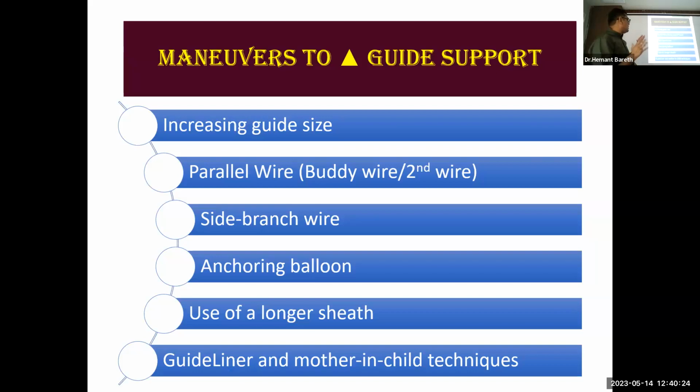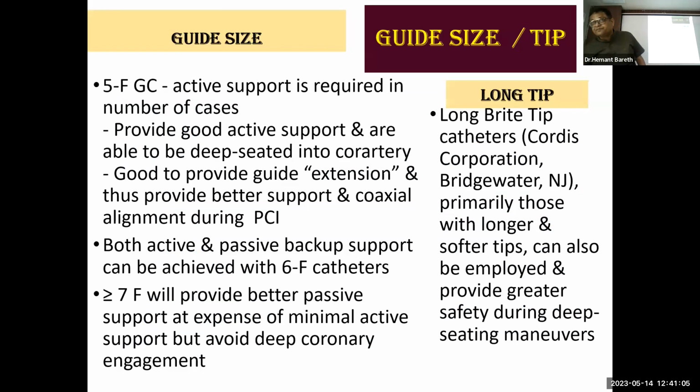But other than this, what are the broad maneuvers to increase guide support? So of course, one is increasing the guide size. I told you that is one maneuver, increasing the guide size. You make it 8F, 7F, guide support will improve. But there are certain other techniques also. So there is a parallel wire technique. There is a side branch technique. This is the anchoring balloon technique. You can use a longer sheath, and you could use a child in mother catheter. And we will come to what is child in mother catheter. So just like a child is inside the mother, a pregnant mother, so there is this child in mother catheter, which is a guide liner catheter. We will talk about that.